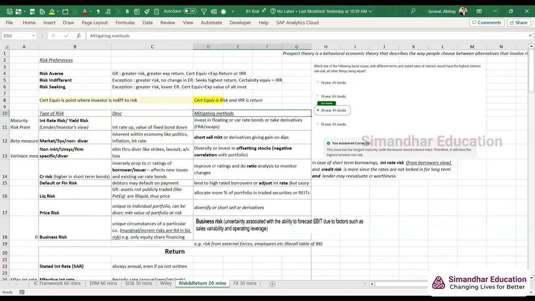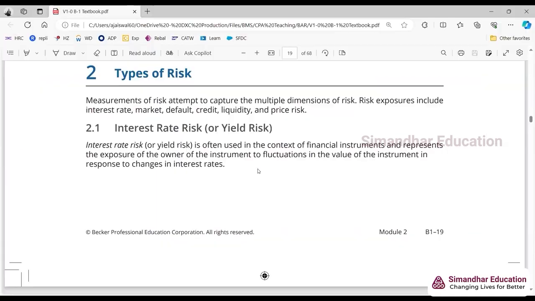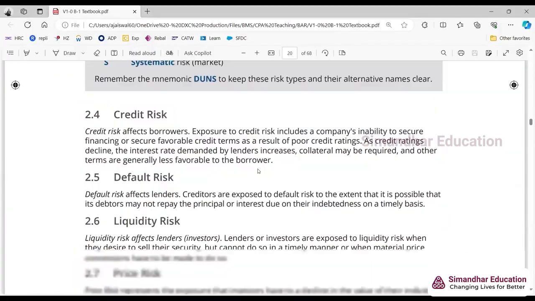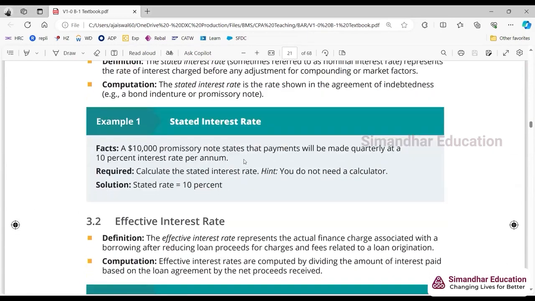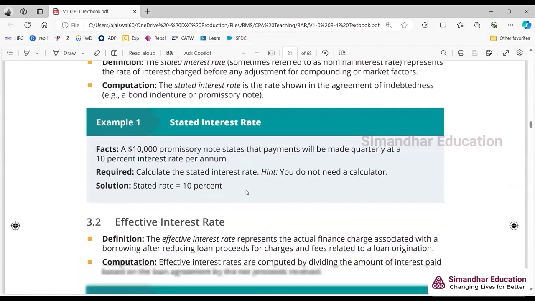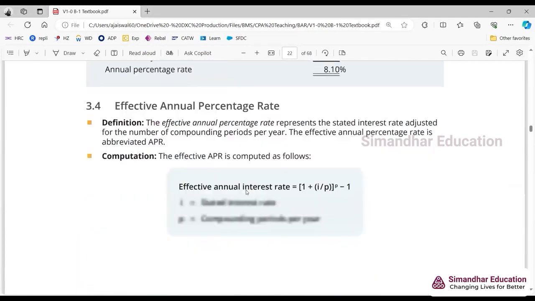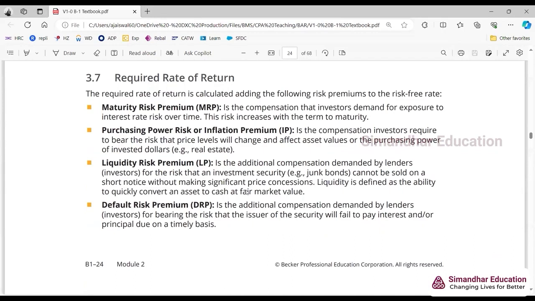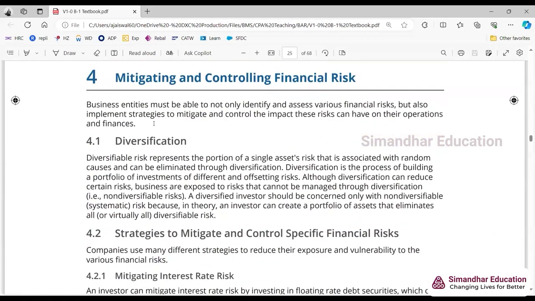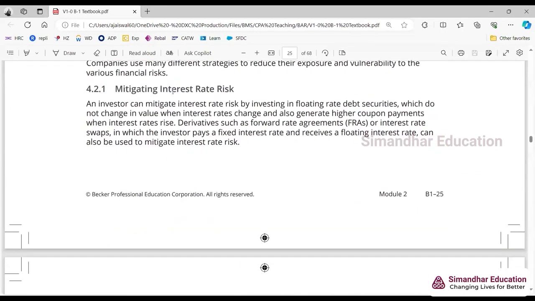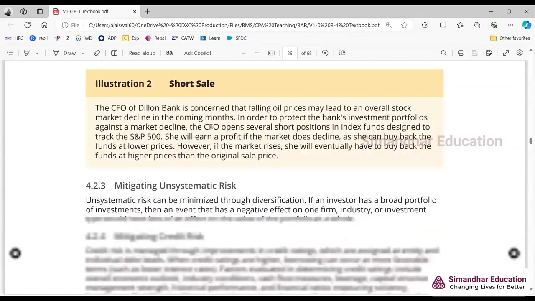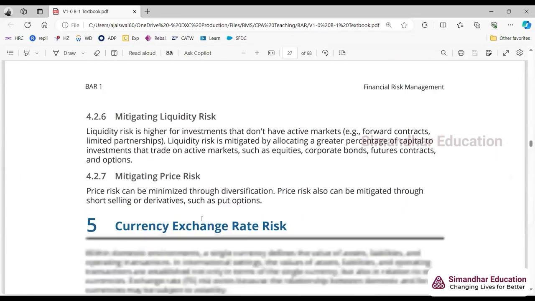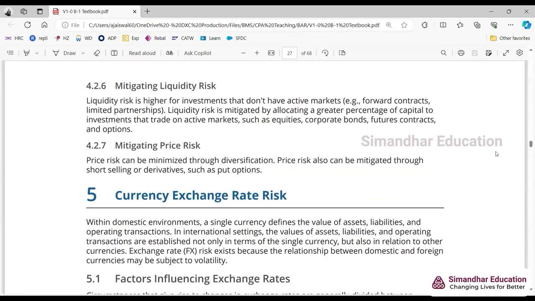Now, if I show you how it is in the book, the risks are given first, the description of the risks. In between, unnecessarily, they have put the computation of returns. It should have been at the end. After the computation of return for so many pages, then come the mitigating factors for all those risks discussed in the first part. So I felt it was a clumsy way of putting it.